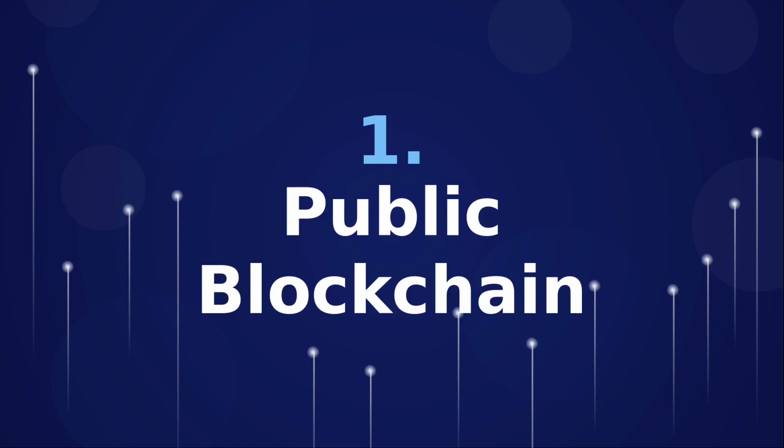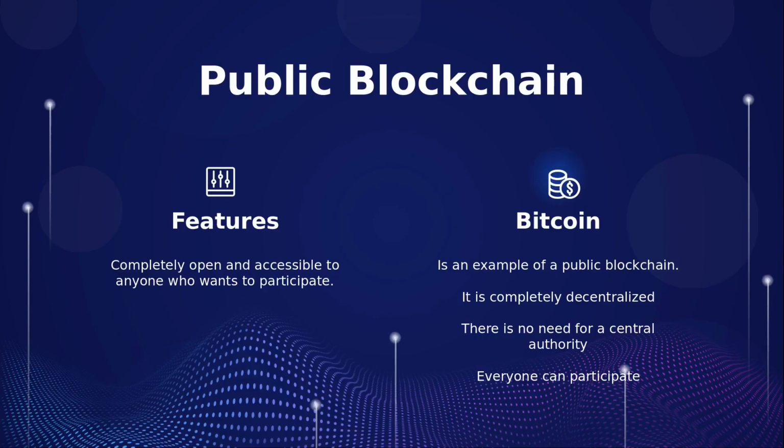The first one is the public blockchain, and this type of blockchain is completely open and accessible to anyone who wants to participate. Bitcoin is an example of a public blockchain because it is completely decentralized and there is no need for a central authority to validate transactions, and everyone can participate in the network.